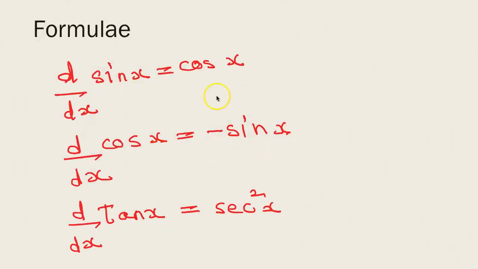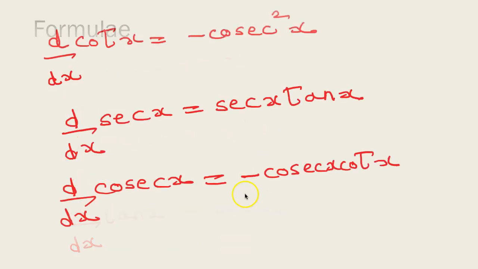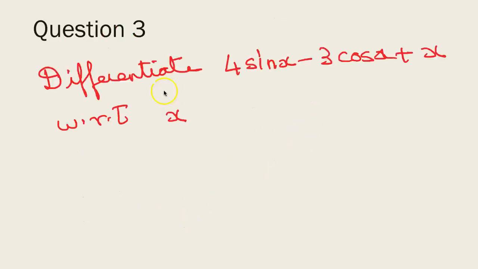Coming to trigonometric formulae, d dx of sin x is cos x, d dx of cos x is minus sin x, derivative of tan x is secant squared x, d dx of cot x is minus cosec squared x, derivative of sec x is sec x tan x, and d dx of cosec x is minus cosec x cot x. Coming to question 3, differentiate 4 sin x minus 3 cos x plus x with respect to x.